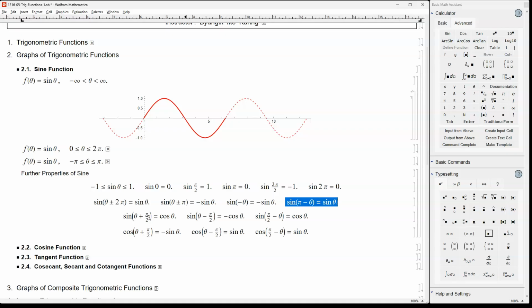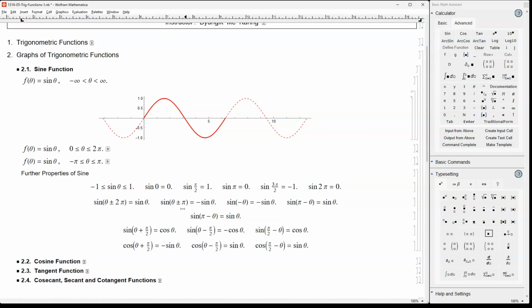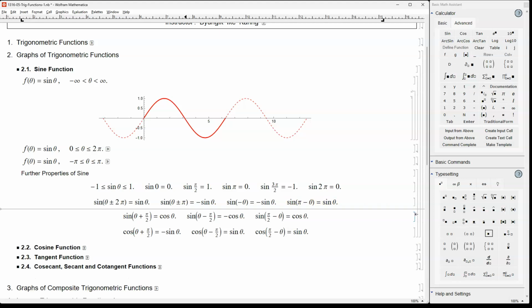The proof is not too difficult, as a matter of fact. Let's see, sine of pi minus theta is the same as sine of negative theta plus pi. And then if I add pi, then I have negative, right? So that's the same as negative of sine of negative theta. And then sine of negative theta is negative sine theta, so we have sine of theta. And that's what we have here. So sine of pi minus theta is the same as sine of theta.